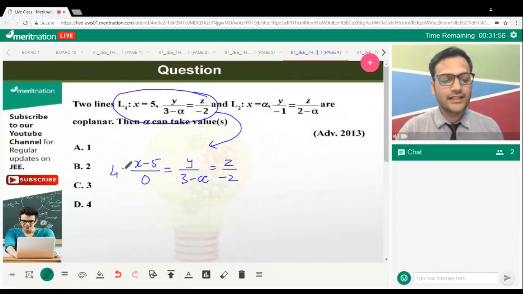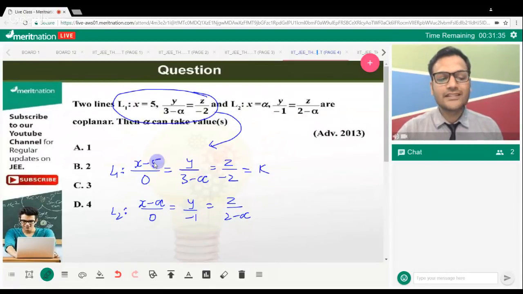This is the first line L1. So over here, the DRs are 0, 3 minus alpha and minus 2. And the second line similarly can be written as x minus alpha upon 0. So just shift the alpha to the other part. In the denominator, put a 0, so that whenever you equate it to k, the value of x always remains equal to 5. It doesn't change. If you equate it to some k2, the value of x is equal to alpha only. It doesn't depend on k2.